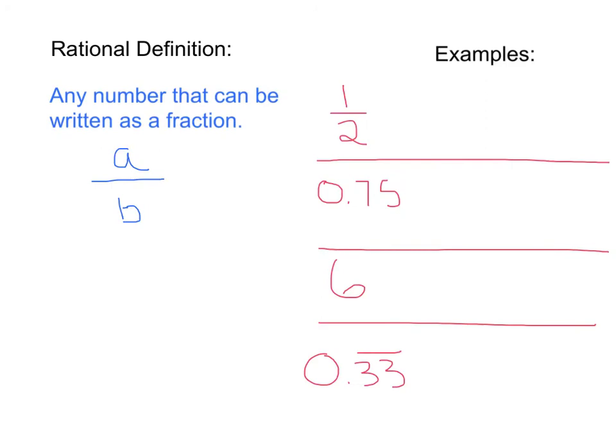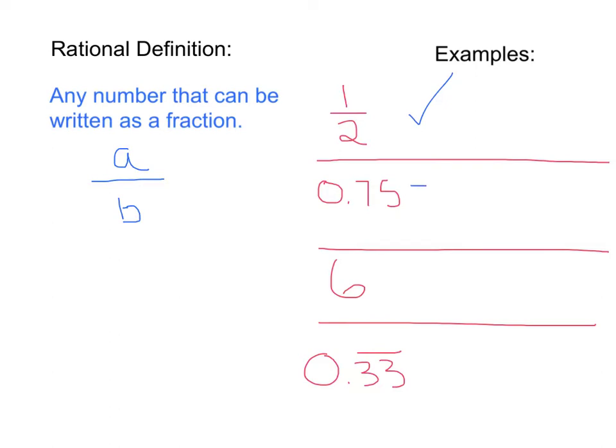The definition of a rational number is any number that can be written as a fraction. So, for this example, a over b represents a fraction. So here are some examples of some rational numbers. The first one, 1/2, because obviously that's written as a fraction.